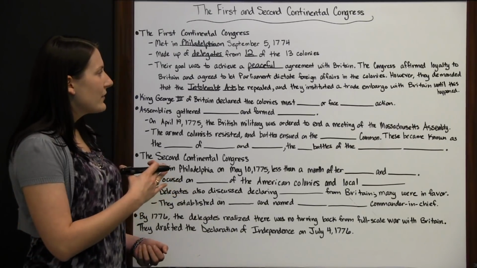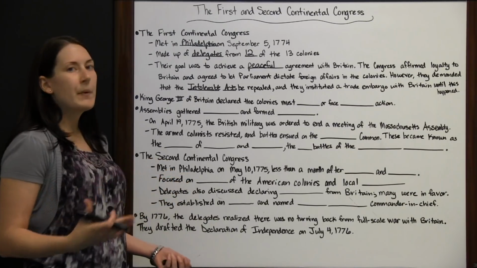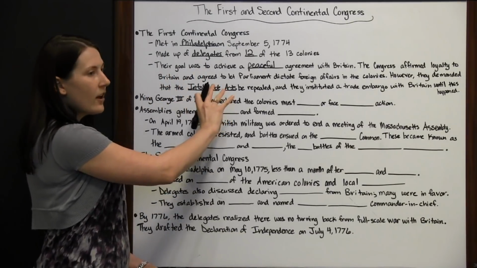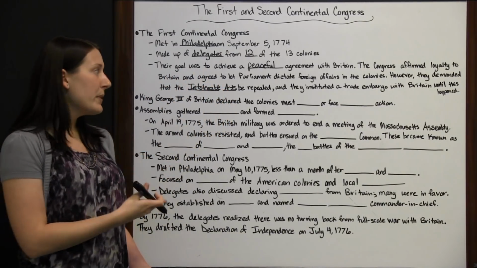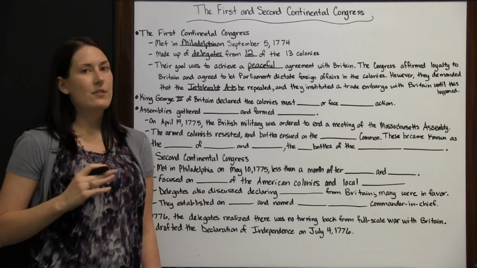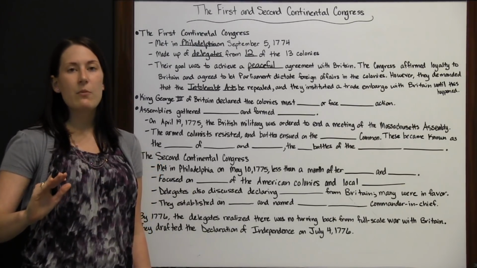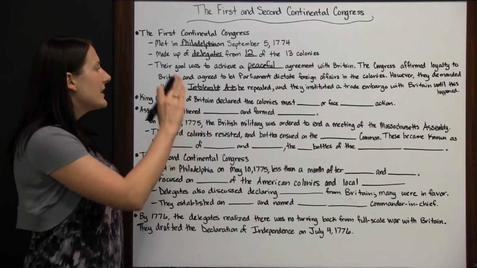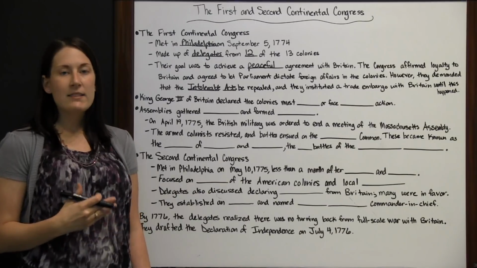So there were a lot of different issues going on there, but the main thing that the colonists wanted was to have these different laws, known as the Intolerable Acts, repealed. And they instituted a trade embargo with Britain until this happened. So they said, okay, we're not trading with Britain anymore. We're not going to buy any more of their stuff. We're not going to ship them any more of our stuff until they repeal the Intolerable Acts.